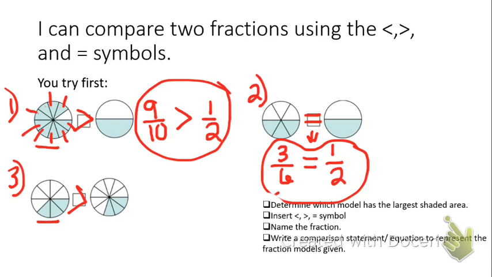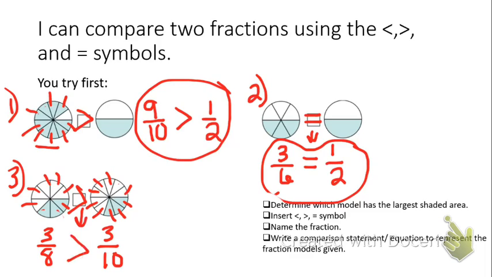Okay, and then I'm going to count how many pieces I have colored in. I have 3 out of 1, 2, 3, 4, 5, 6, 7, 8 out of 8. So I'm going to write 3 8ths. And then I'm going to look at this next one. How many pieces do I have colored in that one? 3. Out of how many? 1, 2, 3, 4, 5, 6, 7, 8, 9, 10. And then I just drop in that symbol. There's my comparison statement.